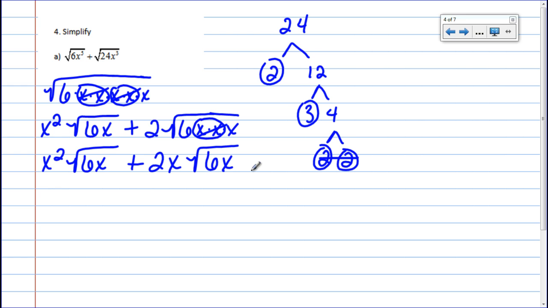Now my radicals match. I can add them up. So I can take this x squared and 2x and combine them, but I really can't because they're different. So I'm just going to write them as x squared plus 2x times square root of 6. This is the simplified version.